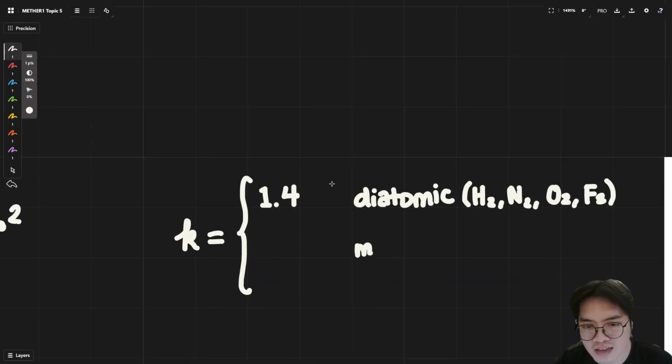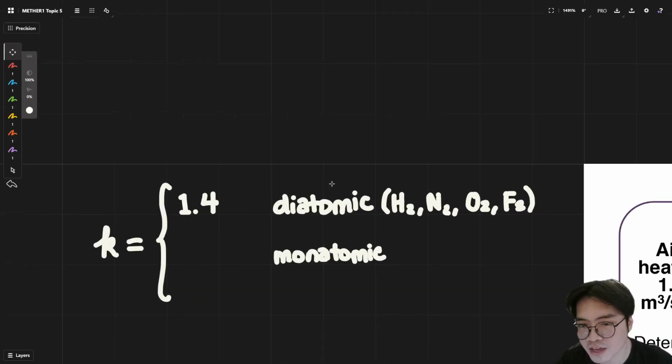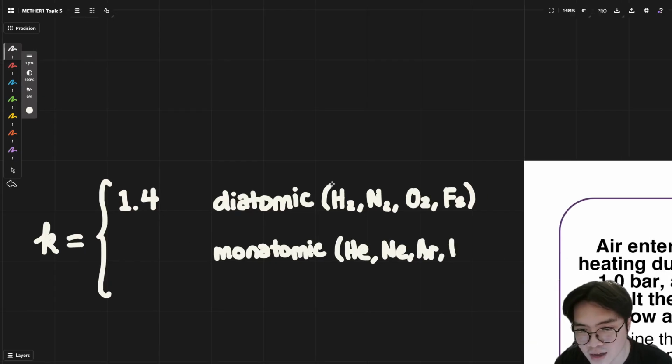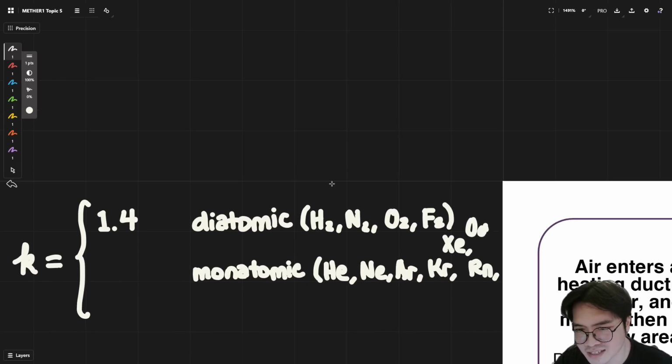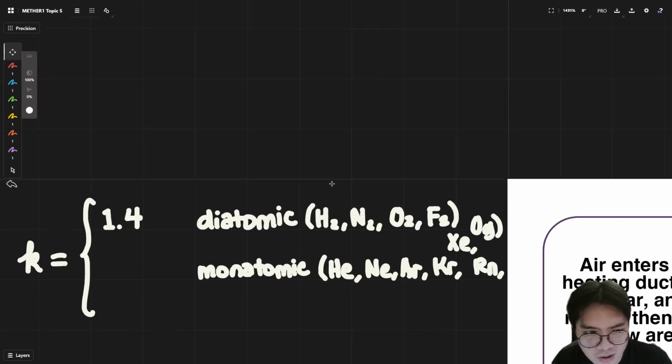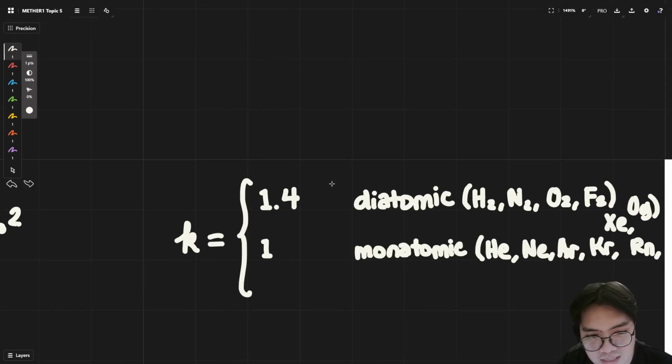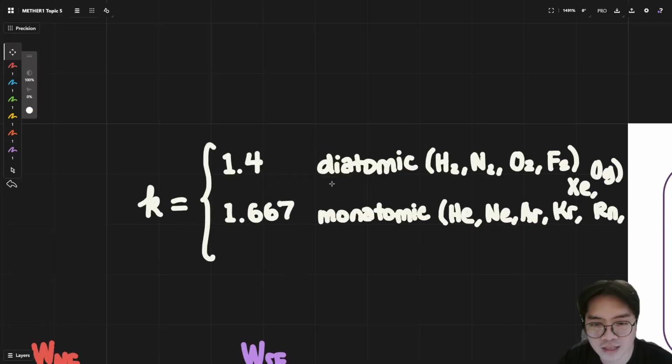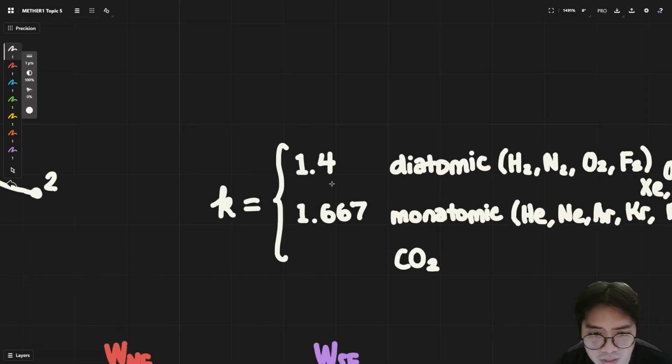If your gas is monatomic, so basically helium, the other inert gases: helium, neon, argon, xenon, radon. So I'm just listing everything in this list now. Oganesson, if you want to, right? That is going to be 1.667, right? And then finally, if it's CO2 for some reason, it will be 1.3.